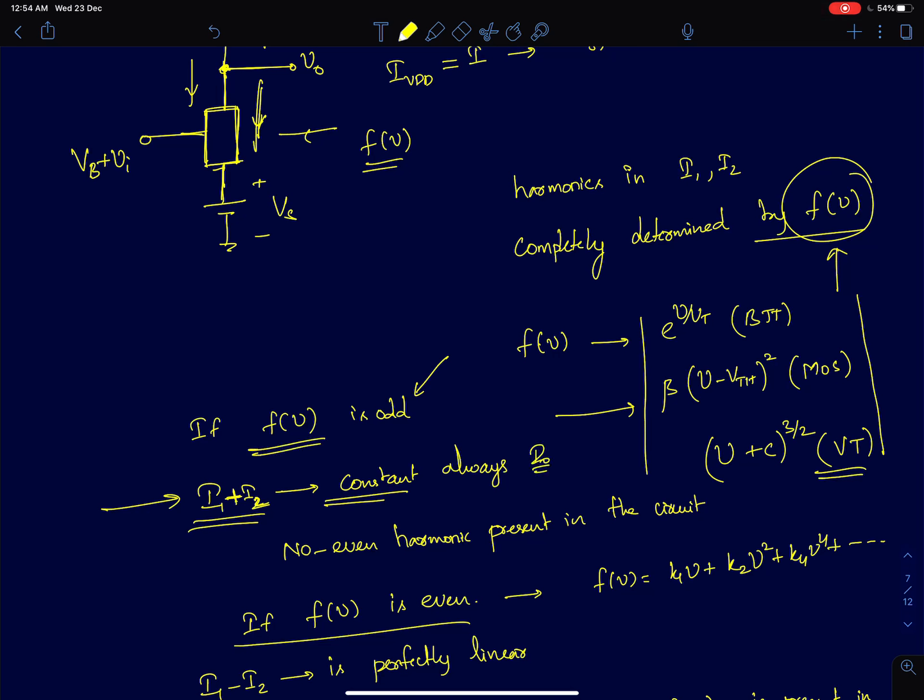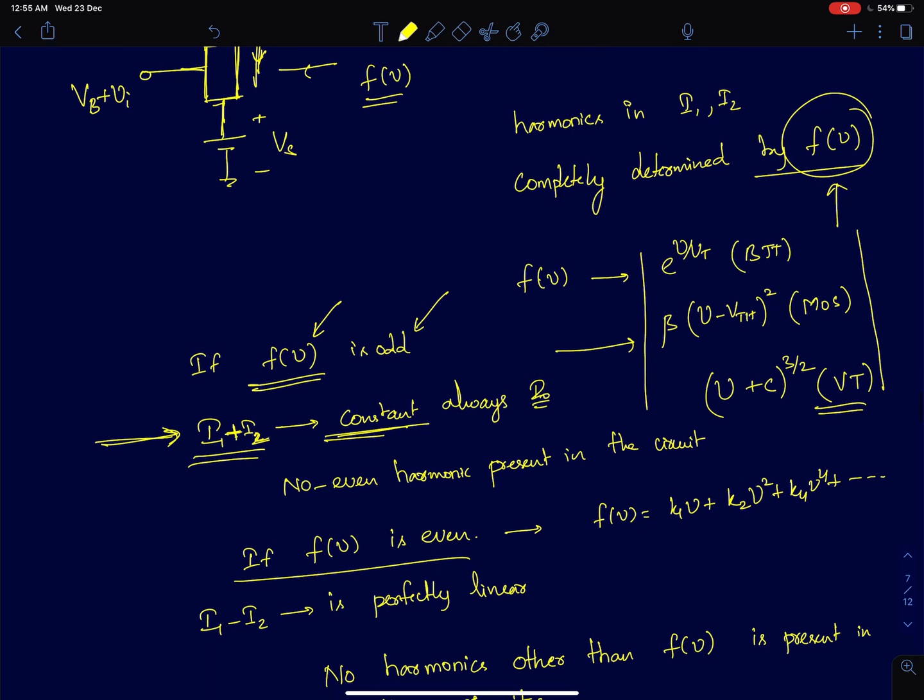So if I choose a device which has a purely odd type nonlinearity, which means the current depends only on odd powers of the input voltage, then from the supply you will always be drawing a constant current. There will be no even harmonics present in the circuit, and individually the devices in the differential pair will be carrying odd harmonic currents. In fact, there will be no even harmonics present in the circuit.